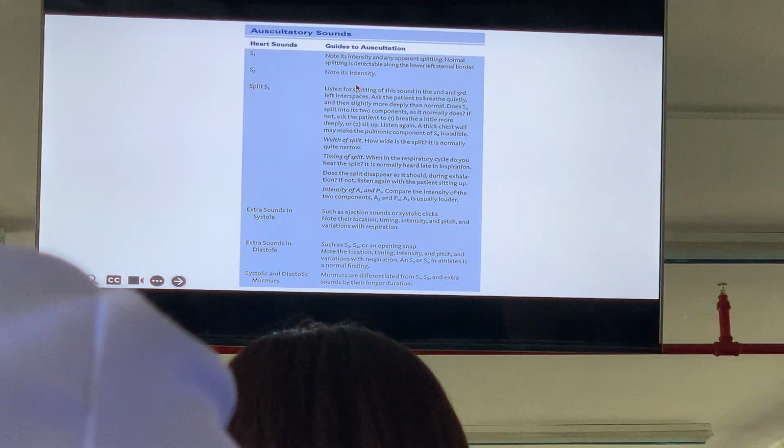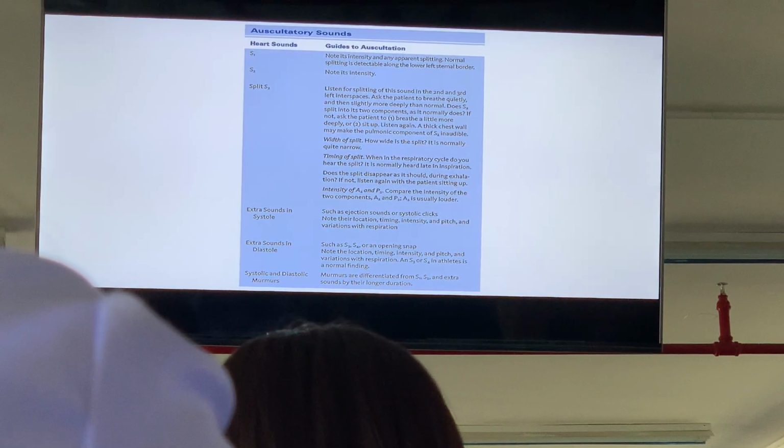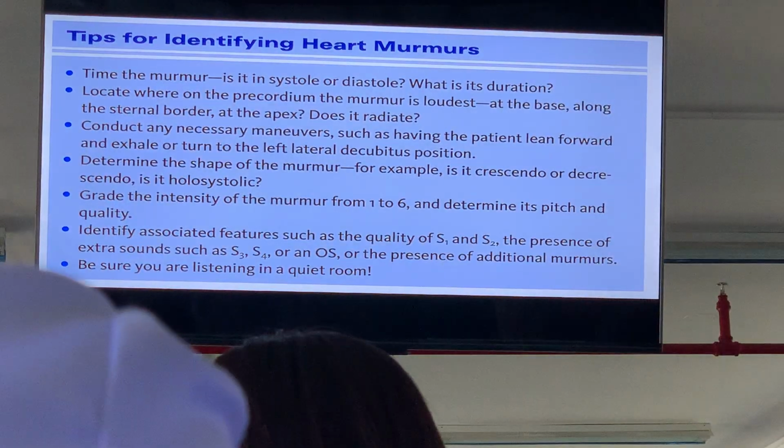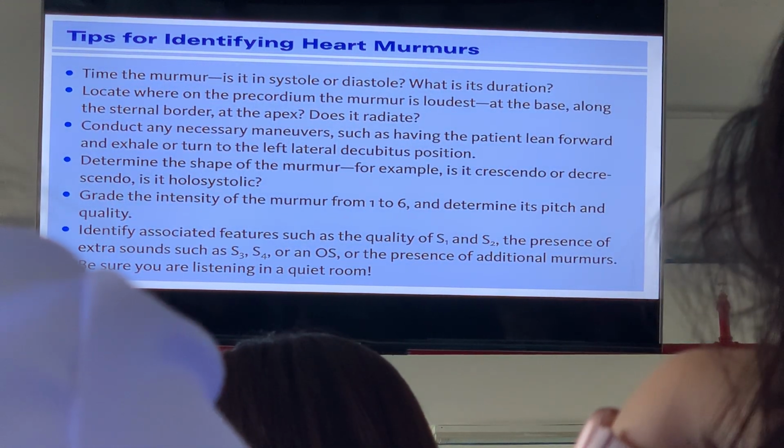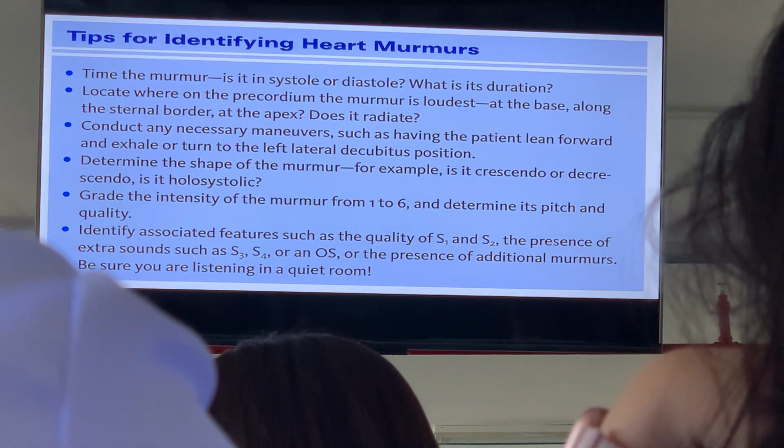Just read through this and then analyze, and later on when we go to the clinics, you will hopefully appreciate it better. So, tips for identifying heart murmurs. You've done your inspection. At this point, once you go to the clinic, you first inspect the heart.